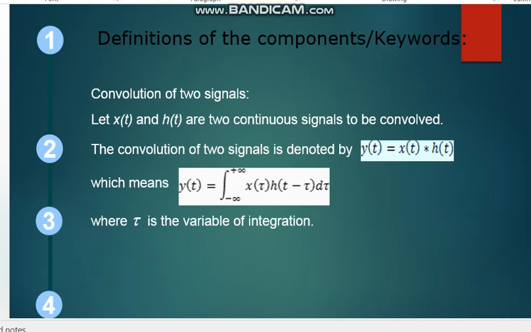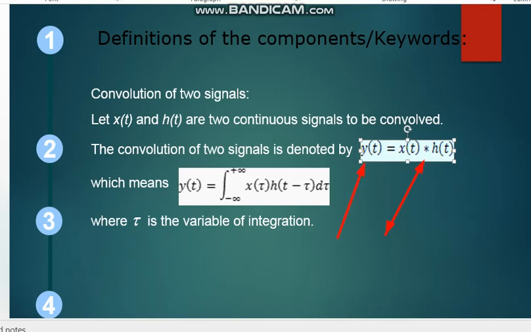Convolution of two signals means that if x(t) is a signal and h(t) is a signal, they can be convolved. The sign of convolution is just an asterisk or multiplication sign, as you can see here. And this is the output of the signal.